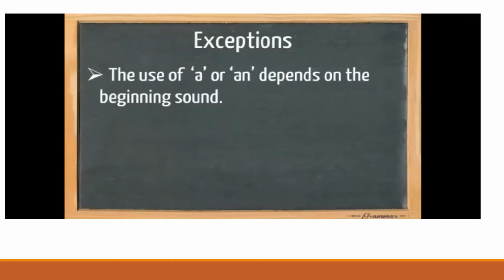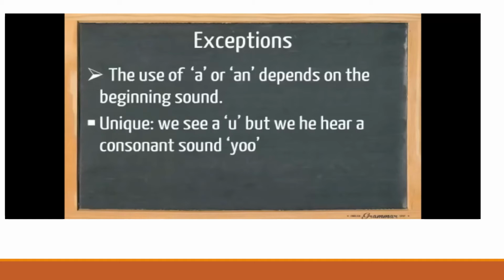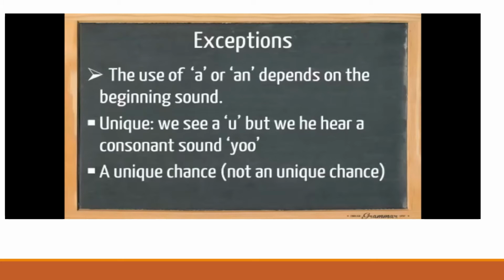Another exception. The use of a and an depends on the beginning sound. Unique. We see a U, but we hear a consonant sound, "yu." So what do we do here? A unique chance and not an unique chance. So remember, you have to listen carefully to how the word is pronounced, and then you choose whether you use a or an.